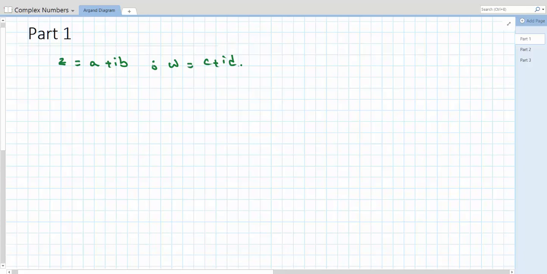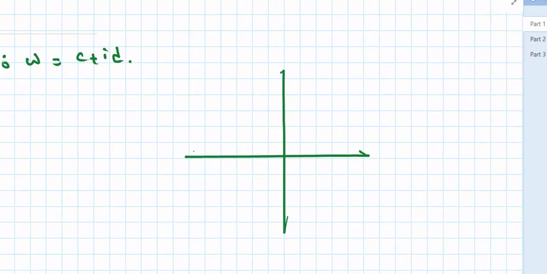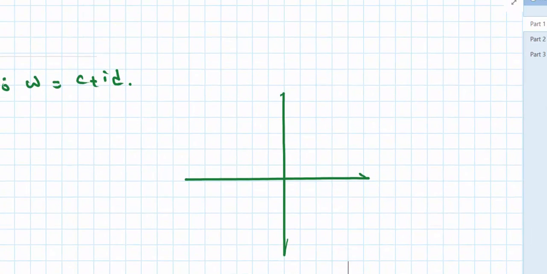Now, a question is, what does z plus w really mean on an Argand diagram? So let's draw two vectors. Here's my z, here's my w. Now previously we've discussed that these two vectors, when they're added together, form a parallelogram. But why?